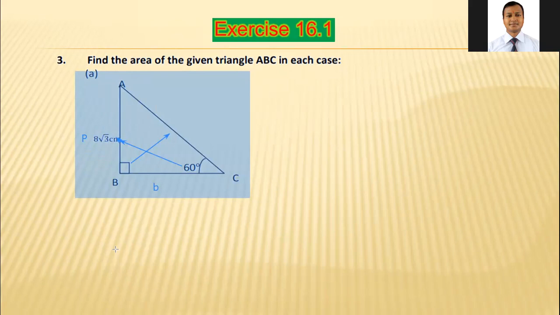1 by 2 perpendicular into base. Area of triangle is 1 by 2 base into height. There are 3 formulas. 1 by 2 base into height.